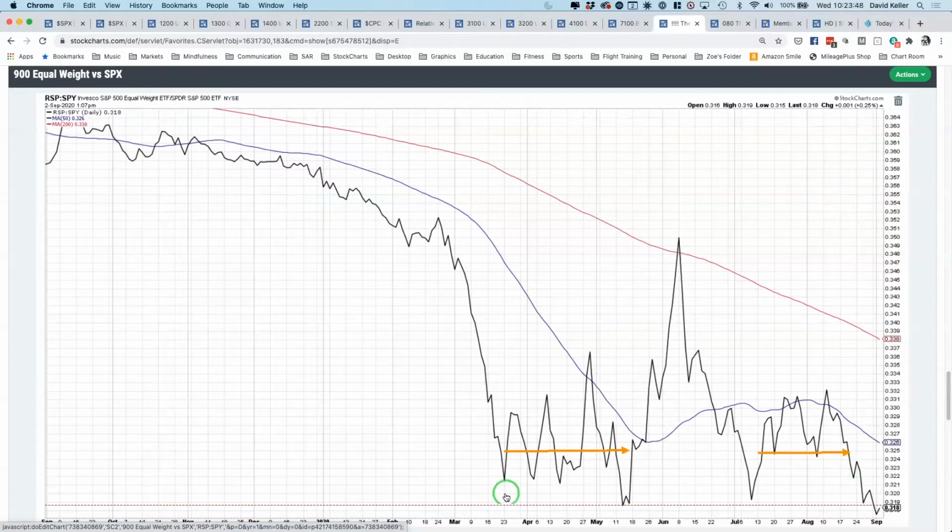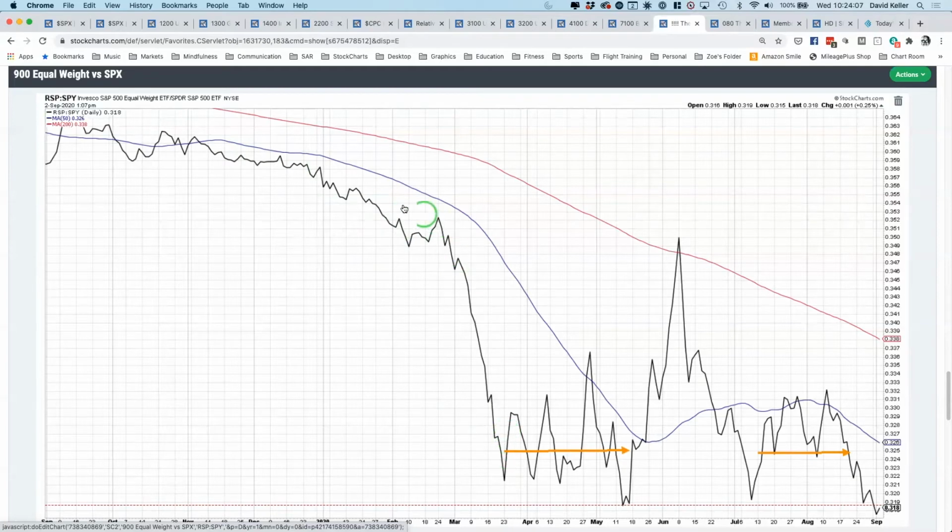This ratio bottomed out in March, and this is right at the March low. So going into that low, the equal weighted version was underperforming. Mega cap stocks were doing very well, outperforming the smaller names within the index, as the market topped and went into the market low.